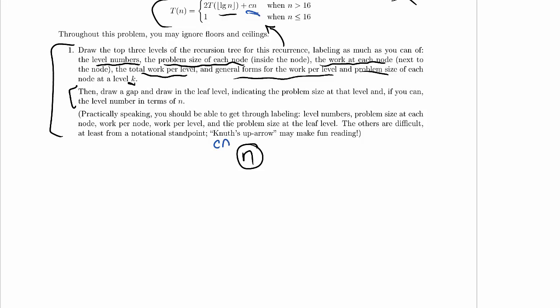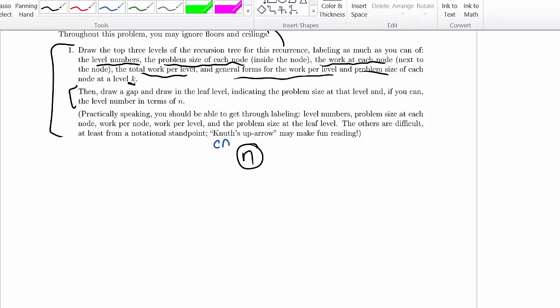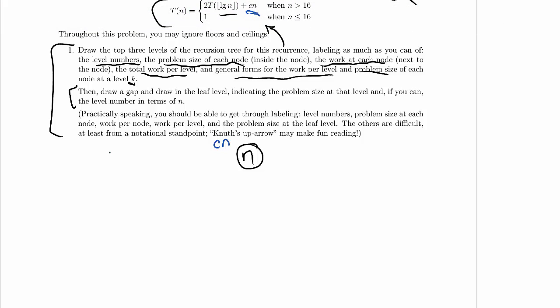We also need to label the level numbers? Well, that's pretty easy. I'm just going to draw in some level numbers right now. I'll put the level numbers in green. So this is level number 0, and next we'll draw level number 1, and then level number 2. And it says we're going to put a gap in at that point, and then draw in the leaf level. I don't know how to label the level of the leaves quite yet, so I'm not going to draw that in, but that's what it's going to look like generally.